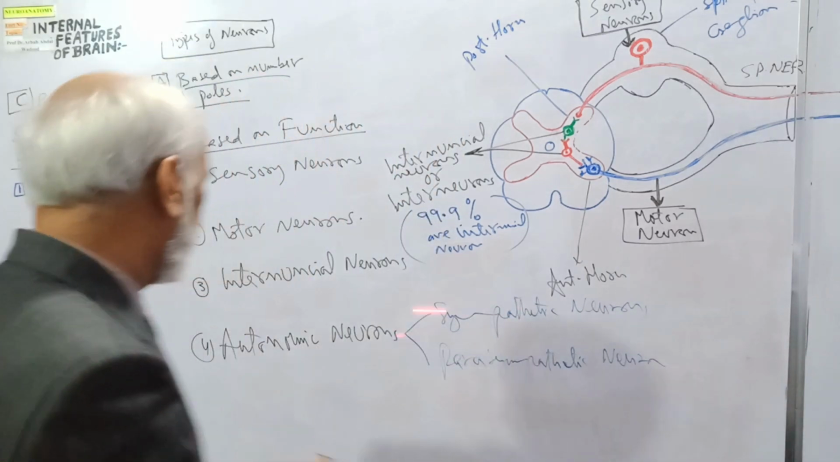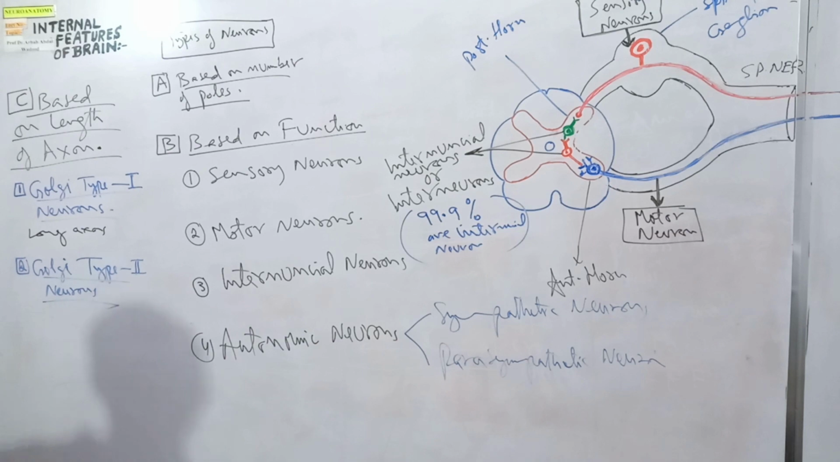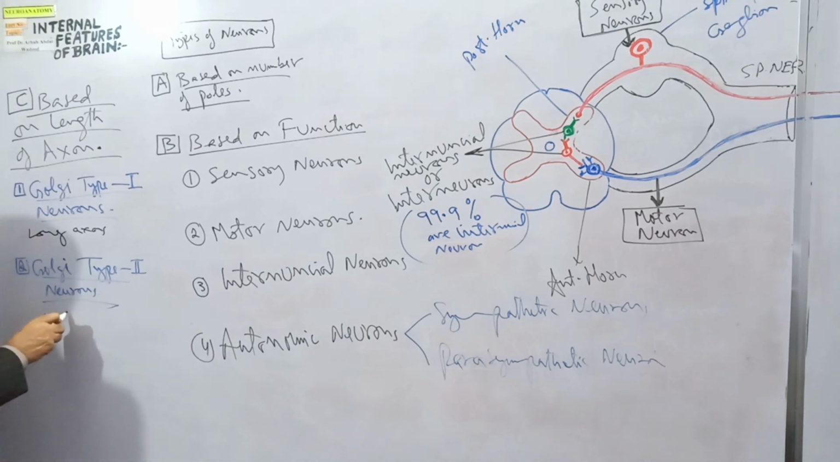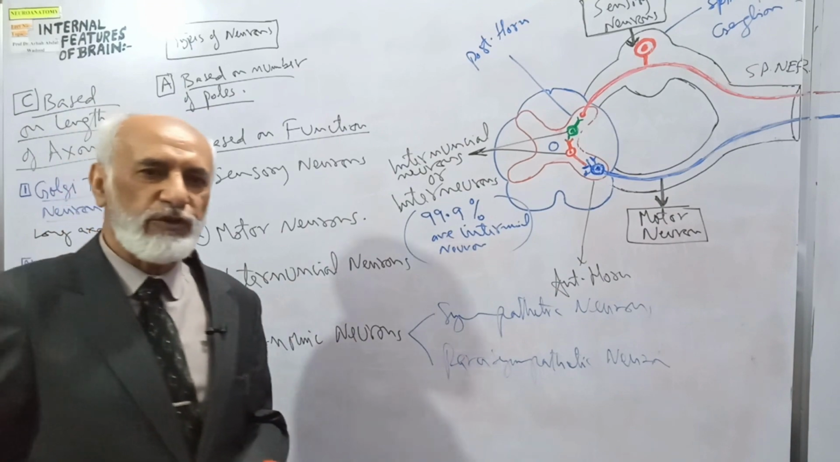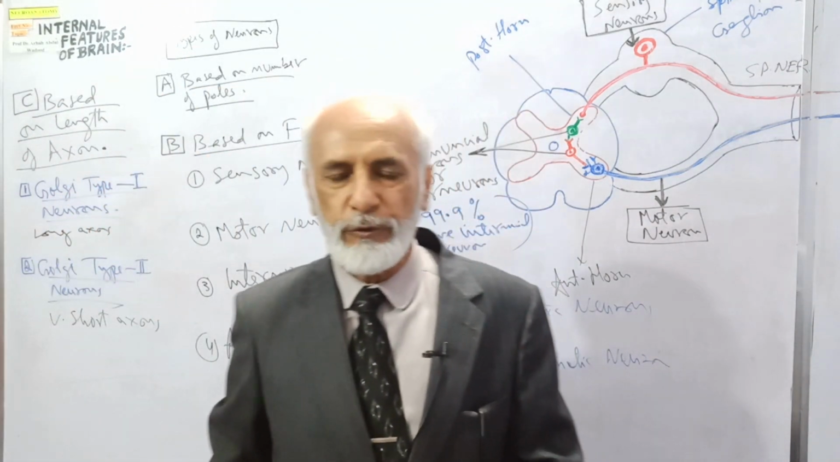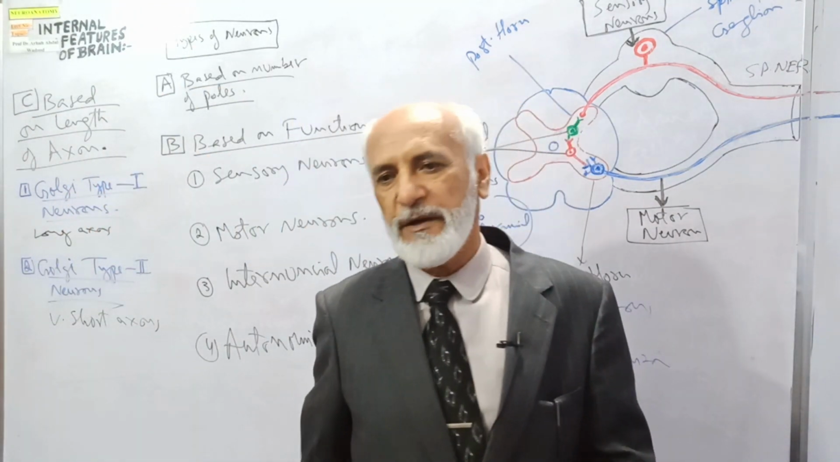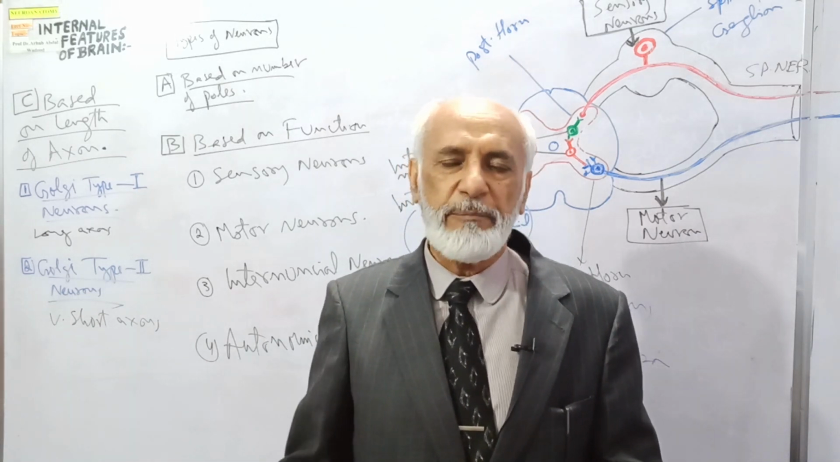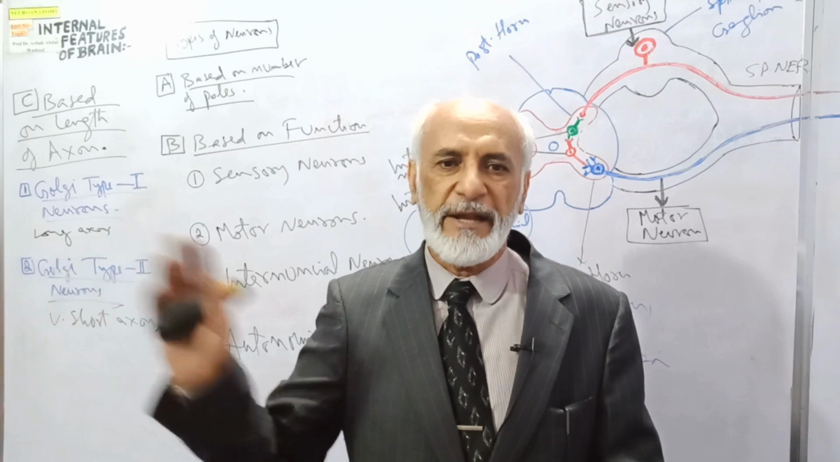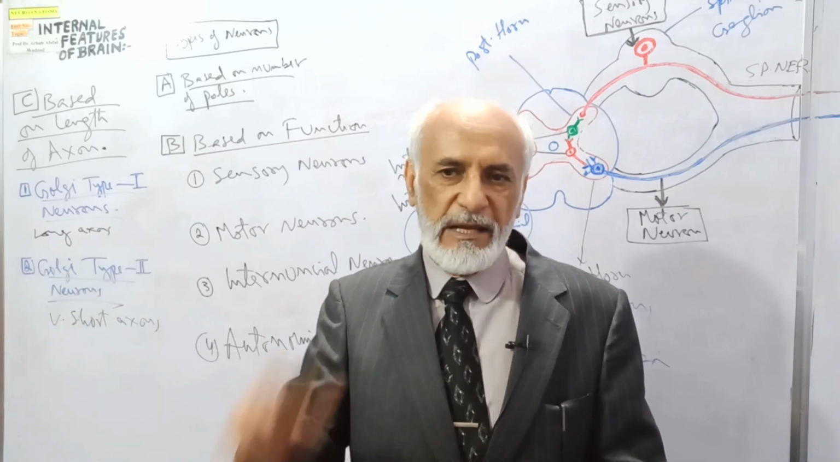And the second type of neuron are Golgi type 2 neurons. They have very short axons. The axons of Golgi type 2 neurons are confined to the gray matter. These axons do not leave the gray matter, do not pass through the white matter, and do not run in the peripheral nerves. They are limited to the gray matter.